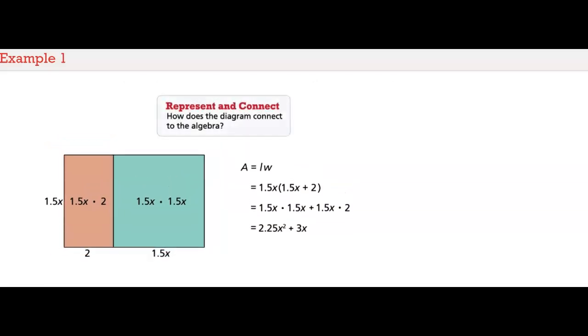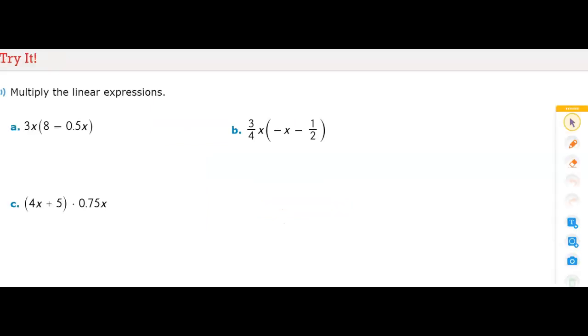How does the diagram connect to the algebra? The algebra shows the sum of the areas of each section in the diagram. Multiply the linear expressions. Okay, so let's multiply. All right, with this expression, we have the number and variable on the outside of the parentheses, so that shows us distributive property. So we need to do distributive property to evaluate.